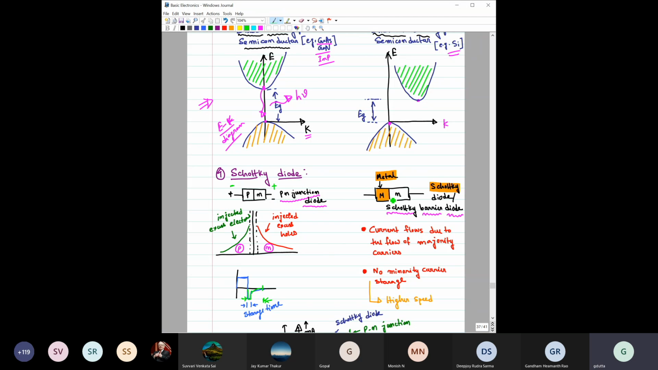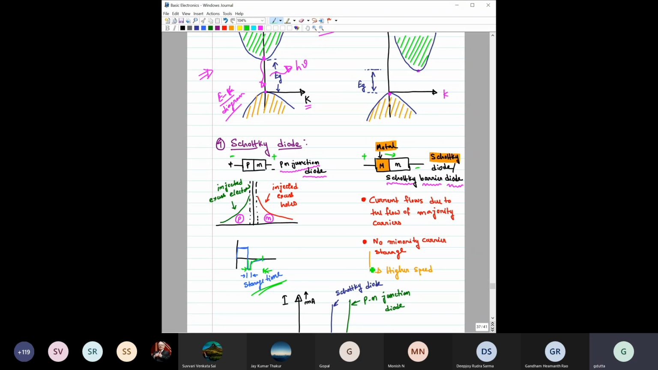Rectifying means one side current will conduct, the other side it will try to block. But here the advantage is when you forward bias it, when you make this positive and this negative, the current will flow due to the injection of electrons only. These electrons from this metal go to this N side, where electrons are also the majority carrier, not the minority carrier. So there is no question of storage of any minority carrier, and this type of storage time would not appear in the case of the Schottky barrier diode or Schottky diodes.